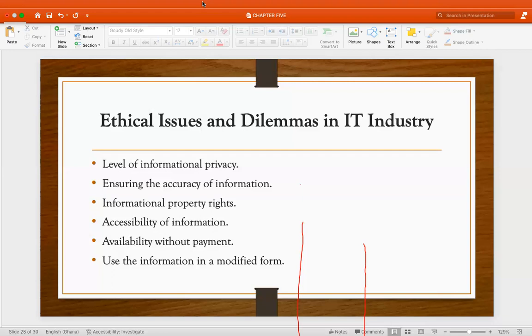The informational property rights, accessibility of information, availability without payment, the use of the information in a modified form. And these are ethical issues that, if you take it on one side, you would realize that it is good to use. And then on the other side, when you look at it, it can also be used against you in a way.